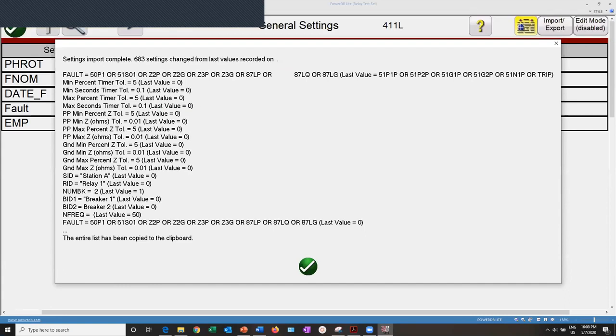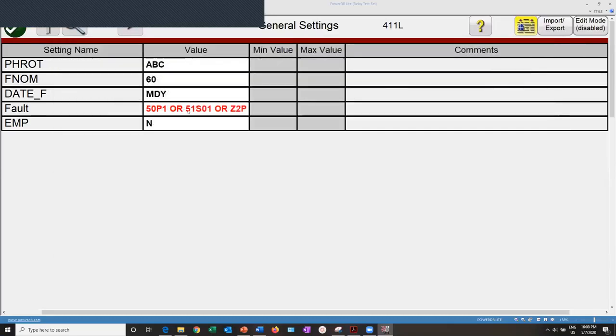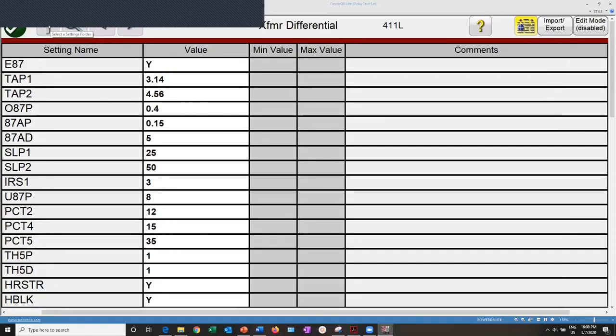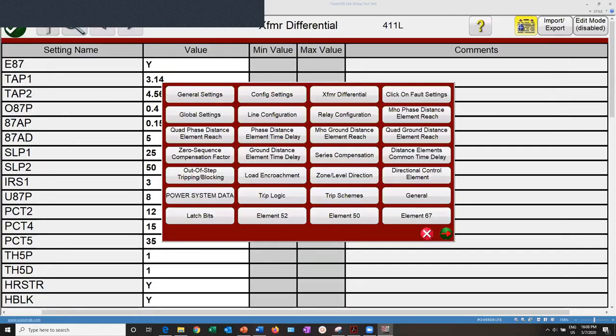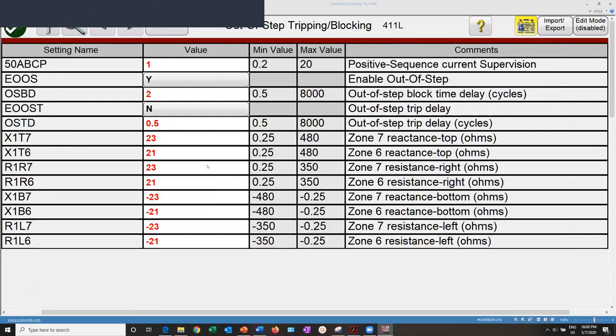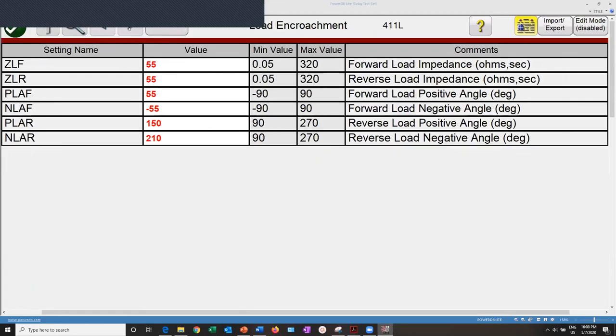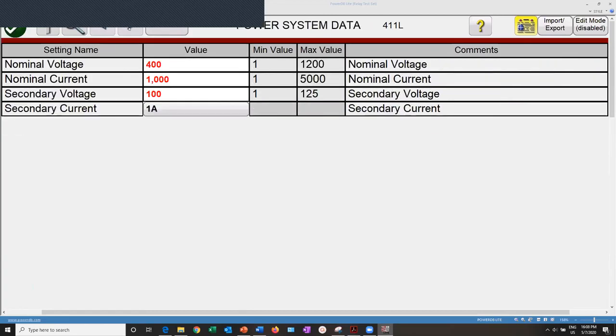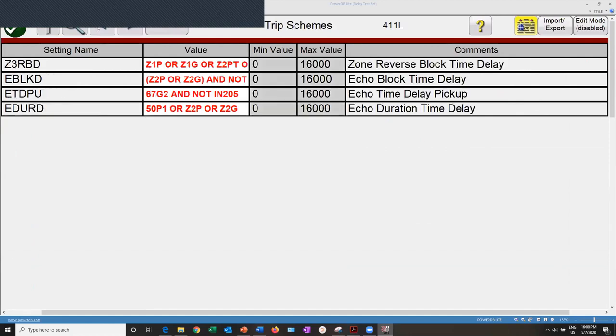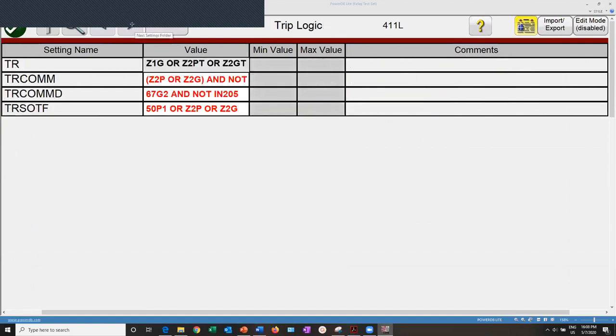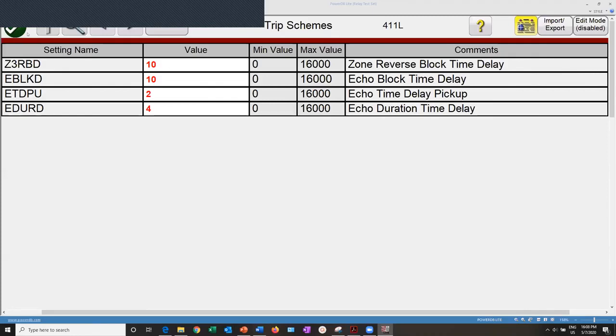Okay, changed from values has been copied to the clipboard. It told me that the settings have changed. I have a lot of settings. I have all the group settings here. For example, I can come back and change settings and do things if I want to. You can go over all the different settings groups here if you want to. This is my trip logic, and you can see that on the relay as well.